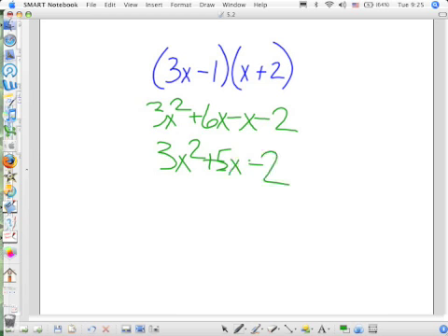Very good. Thank you. Excellent. Check your answer. See if you got the same thing, because she's correct. First times first gave you 3x squared. Outer times outer gave you positive 6x. Inner times inner was negative 1x. And last times last was negative 2. Finishing it off and combining the 2 middle terms, 6 minus 1 is 5x. So that was your final answer.